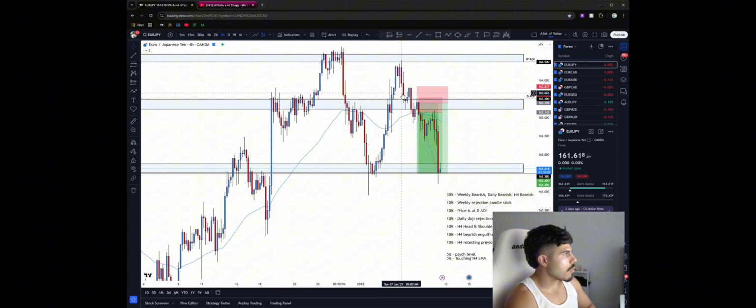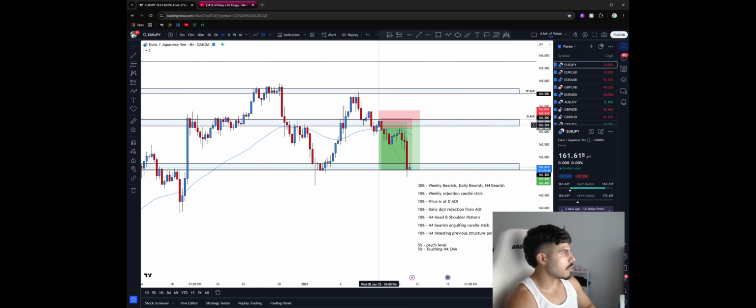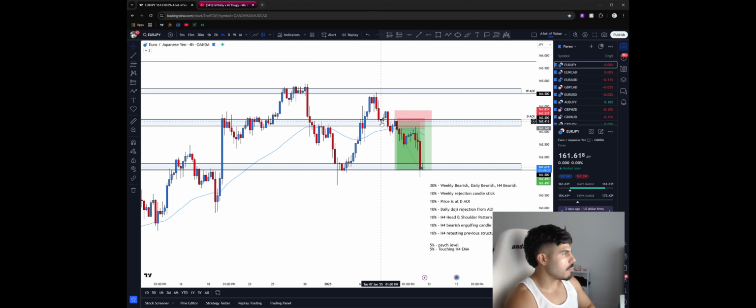So then I got my 4 hour that went bearish as well, with a head and shoulders going on here. And then price just created a new lower low. And then what are you looking for? A potential lower high for you to enter a lower high position. So then I waited for price to come back up to my area of interest, and then price just rejected off the psychological level 500. It rejected the previous higher low structure, or previous structure point.